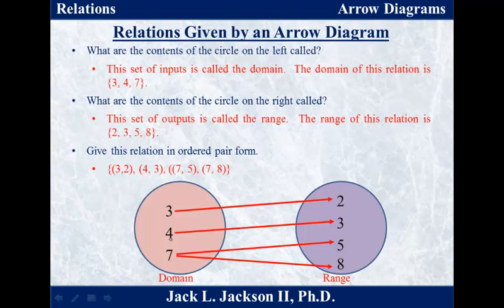Okay, well, the set of inputs is called the domain. So the set on the left is the domain. Okay, and so the domain of this relation is the set containing 3, 4, and 7. The contents of the circle on the right is called the range because it's a set of outputs. The set of outputs is called the range. And the range of this relation then is the set containing 2, 3, 5, and 8. So as ordered pairs, this relation is the set containing the ordered pairs (3, 2), (4, 3), (7, 5), and (7, 8).